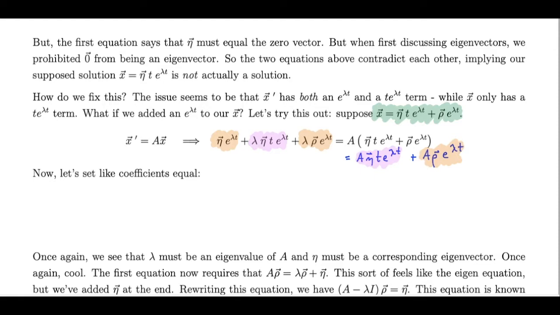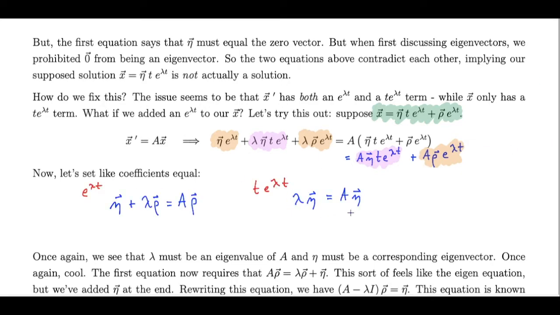Here I've color-coded those two different types of terms, and I don't know if you've noticed that I've recently figured out how to do this little shading thing, and I really like that trick. So I've been using that a lot. Using that trick, I've color-coded my t e to the lambda t terms in pink here, and then my regular e to the lambda t terms in orangish, peach-ish. So let me go ahead and set like coefficients equal.